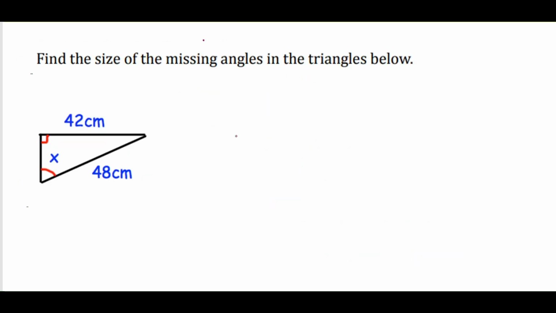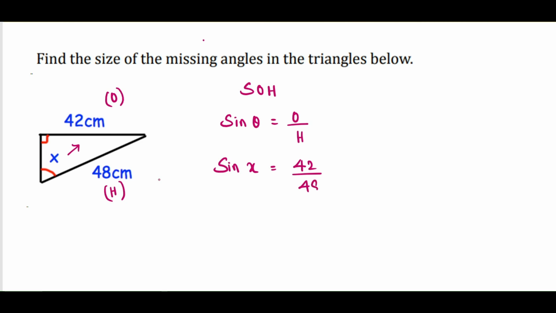So now we will encounter a question where we have to find the angle. So we label our sides, opposite and hypotenuse are given. So we use SOH. So sine theta is equal to opposite over hypotenuse. And we substitute our values. So sine of x is equal to 42 over 48. And now to find the angle, we take sine inverse of 42 over 48.